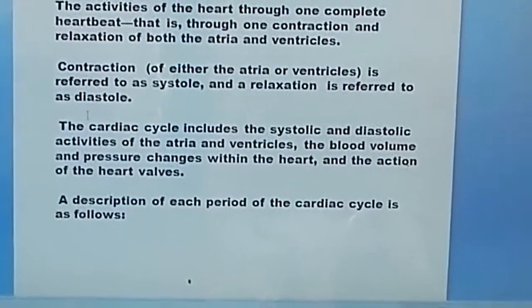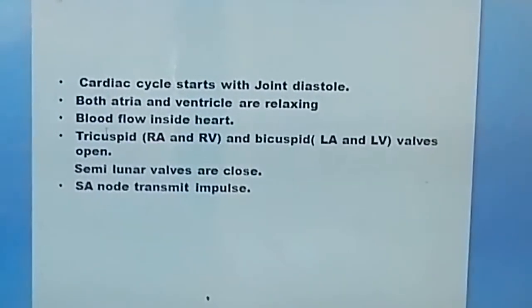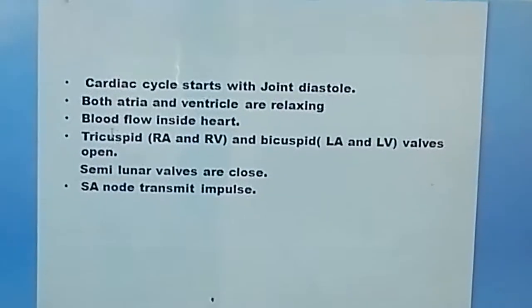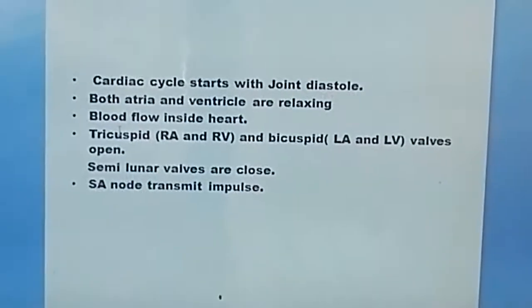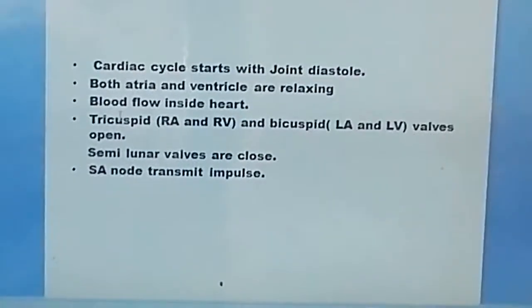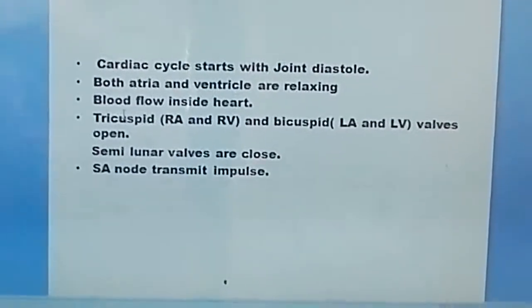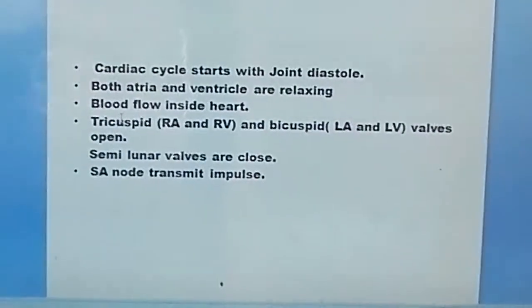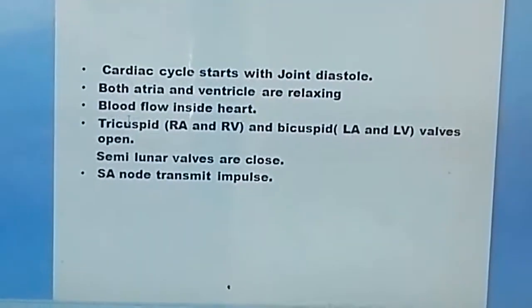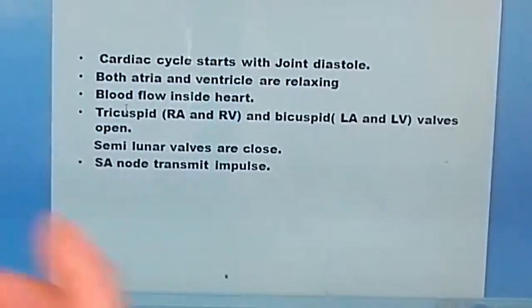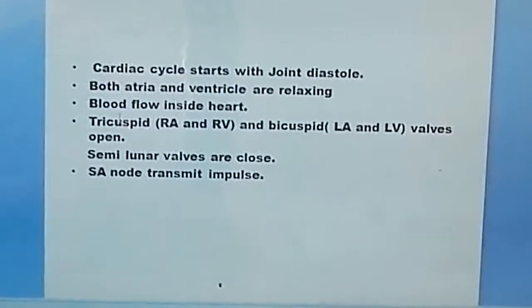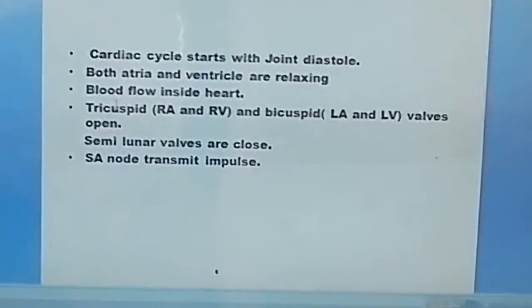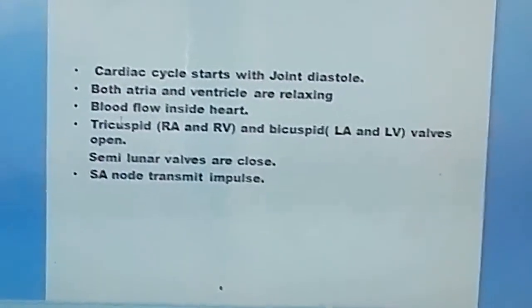Now I am describing the very important steps of the cardiac cycle. As I told you before, the cardiac cycle begins with the joint diastole. So when there is relaxation in all the chambers, the blood is flowing into the heart. The atria and the ventricles are relaxing, so now the blood has to flow down. The bicuspid and the tricuspid valves open, but the semilunar valves are closed.